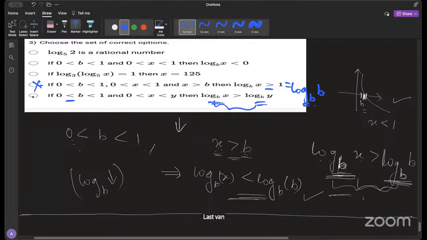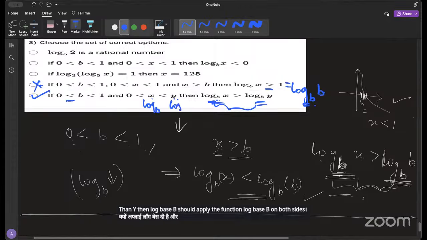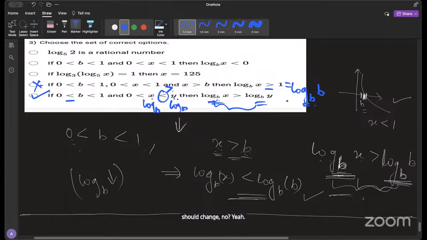Last one is this. This one's correct, because it's a decreasing function, right? Log base b is a decreasing function. If your x is less than y, then if you apply the function log base b on both sides, the inequality sign should change. Yes. So this should be correct. Understood. Thank you.